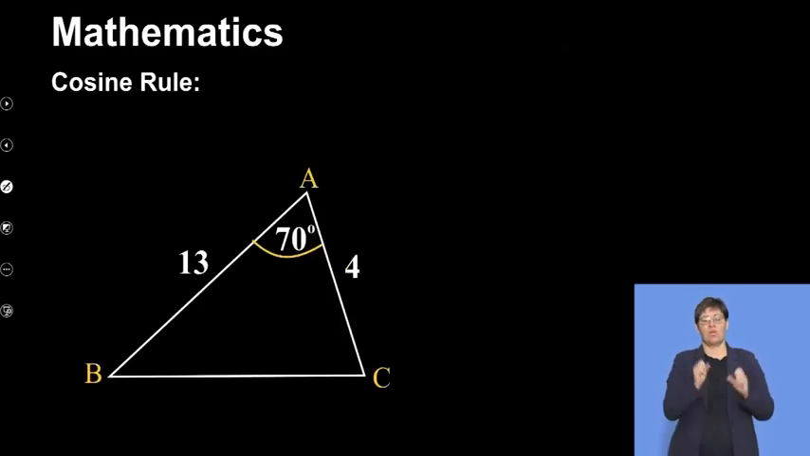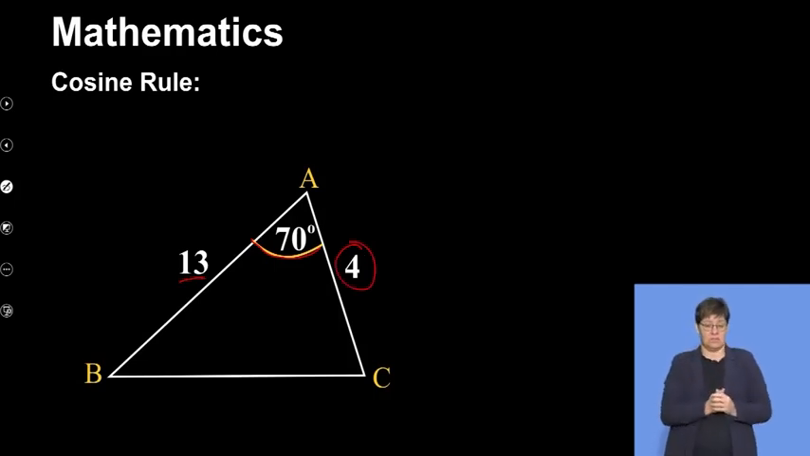Okay, let's look at this triangle that they've given us here. We have a triangle ABC. Let's look at what information is available on this triangle. We've been given side AB with a length of 13 units. We've been given an angle A that is 70 degrees, and we have side AC that's 4 units.